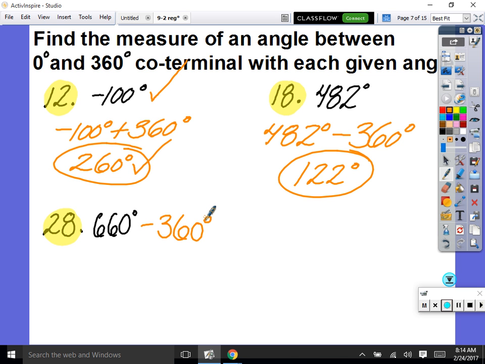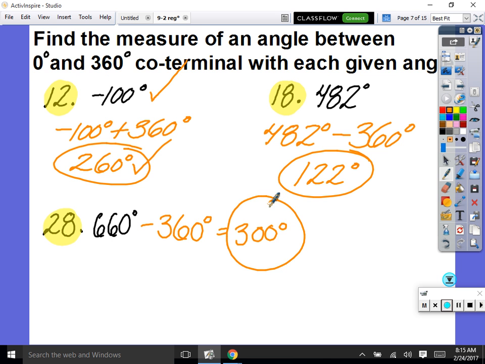We subtract 360 and we get 300 degrees. Very good. Now let's pretend that that was still too large. Let's say we were still not in our interval. Couldn't we subtract 360 again? For example, if we had 1,000 degrees, couldn't we subtract 360, subtract 360, subtract 360, and we'd still end up in the right spot? You get what I'm saying?